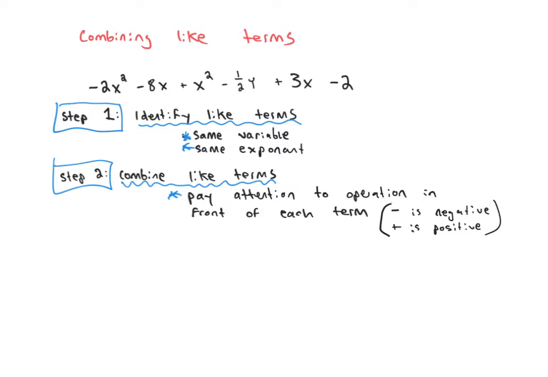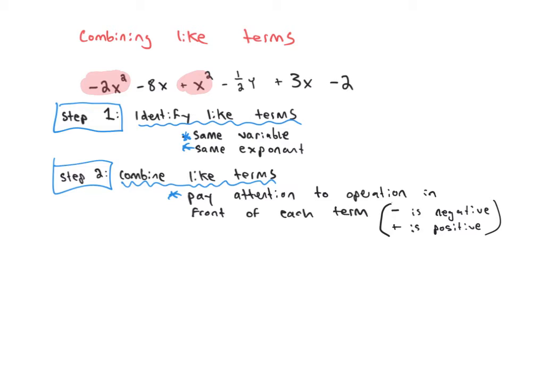So I'm starting off with negative 2x squared. I'm going to go through my expression and highlight all the like terms in this color. I cannot combine that with negative 8x because it does not have the same exponent, but there is a positive x squared. Can't combine it with the negative 1/2 y, can't combine it with the positive 3x, and can't combine it with the negative 2. So we're done.